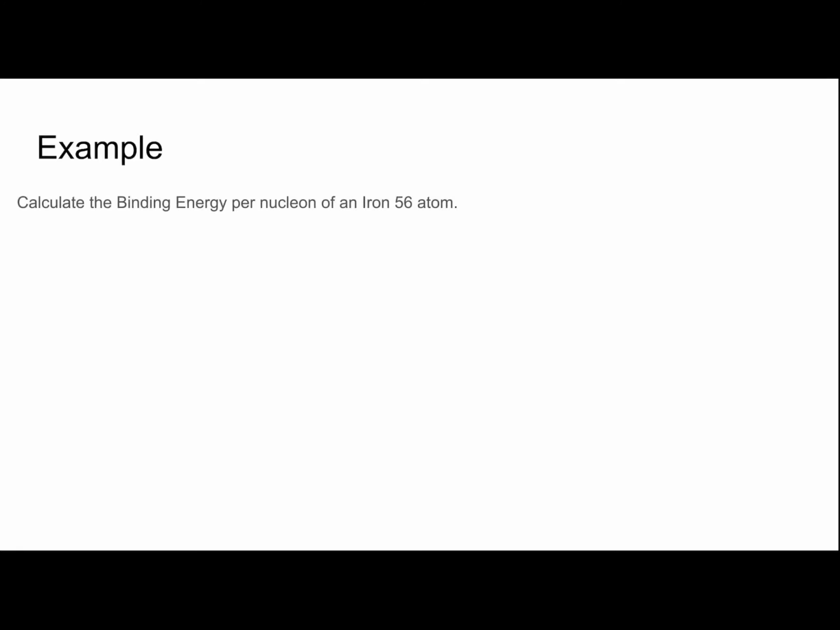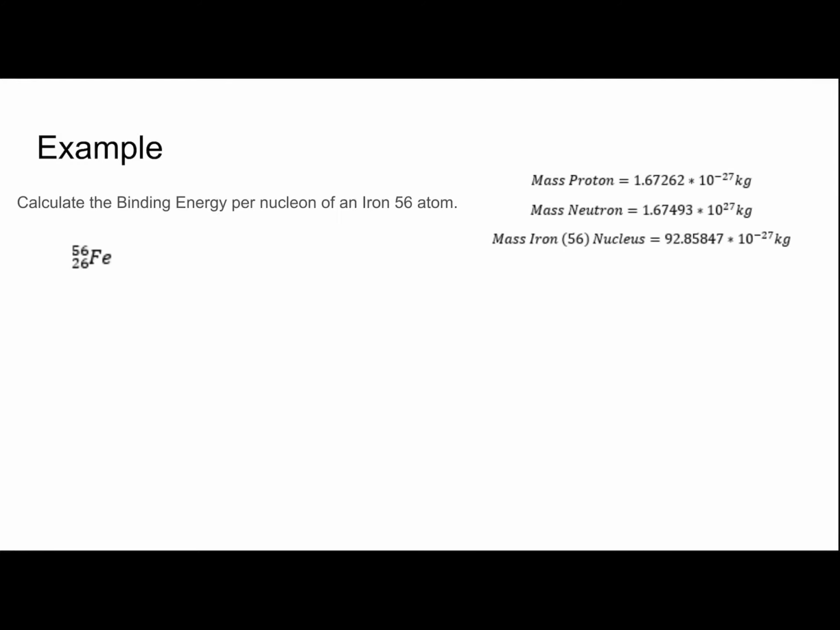Calculate the binding energy per nucleon of an iron 56 atom. So 56 is the mass number. Here's iron. We have mass number is 56, atomic number is 26, and here is the data we need. So the mass of a proton, I've told you, is 1.67262 times 10 to the power of negative 27 kilograms.